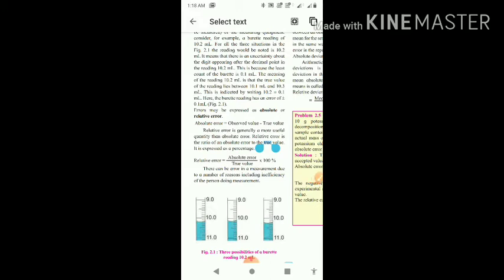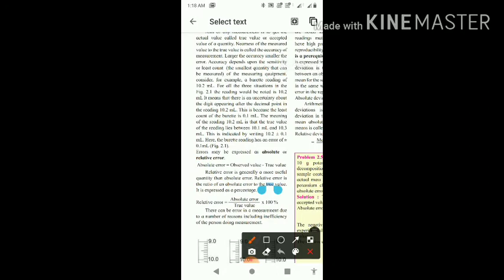It means that there is uncertainty about the digit appearing after the decimal point in the reading 10.2. Sometimes it may be possible that it is 10 point, it may be like this, it must be 10.234. There is uncertainty after this digit 2. Hence we can say that there is always uncertainty about the digit appearing after the decimal point in the given reading, that is 10.2 ml.